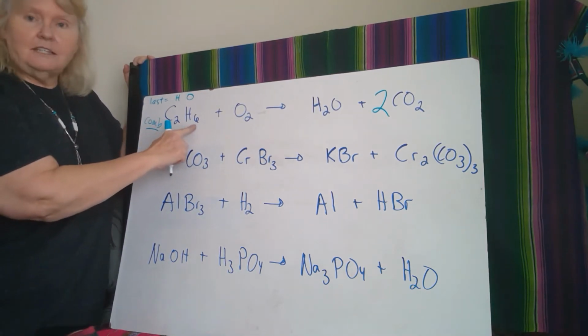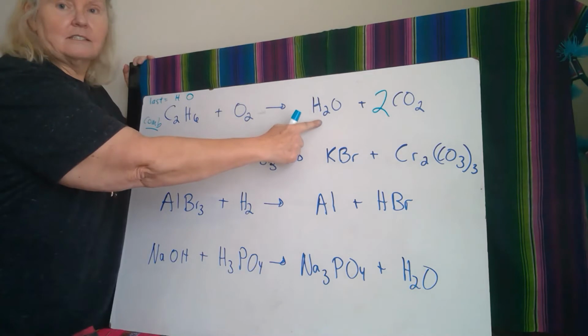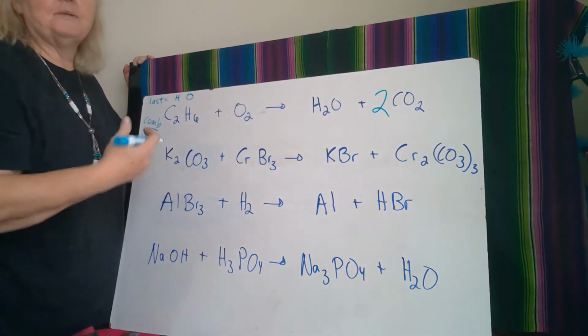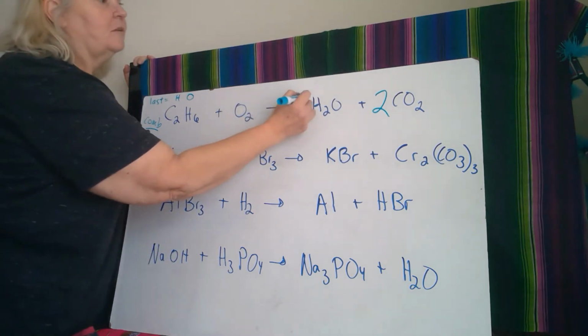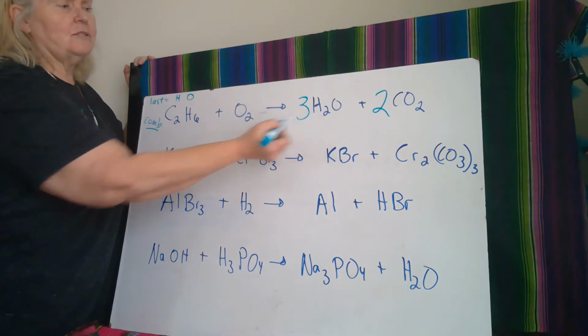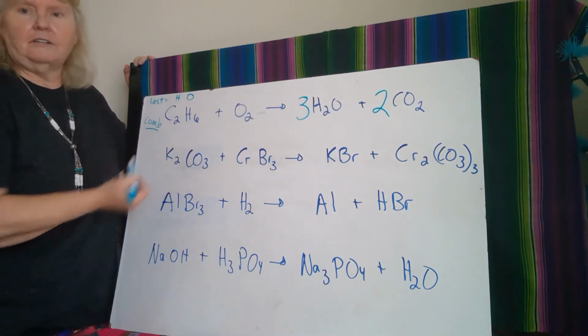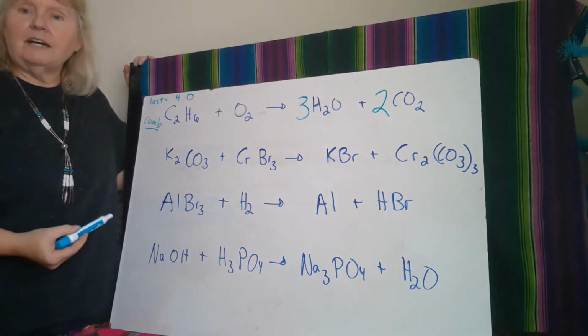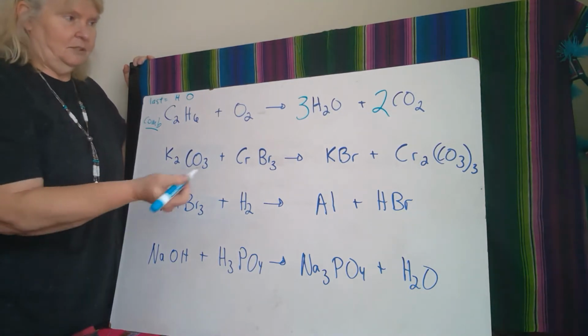I've got 6 H's on this side. I need 6. So I need to put a number here that will multiply 2 to make 6. So I'm going to put a 3 as my coefficient. So 3 times 2, 6 hydrogens, 6 hydrogens. 2 carbons, 2 carbons. Okay, now I've got oxygen to do.